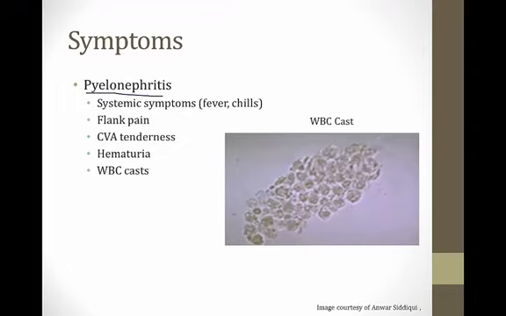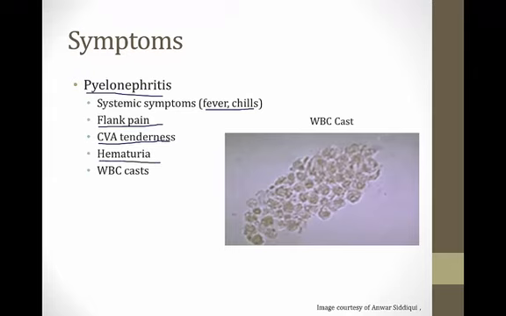Contrast that with pyelonephritis. Patients who have a kidney infection generally have systemic symptoms like fevers and chills. They'll complain of pain in the flank, which is on the side between the rib cage and the hip. They'll have costovertebral angle tenderness. So if you tap on the lower back of a patient with pyelonephritis, it will hurt a lot. That's what's called CVA tenderness.